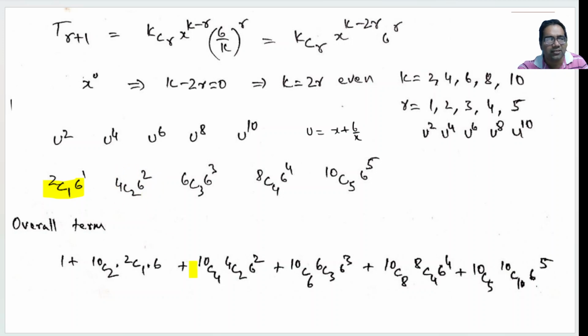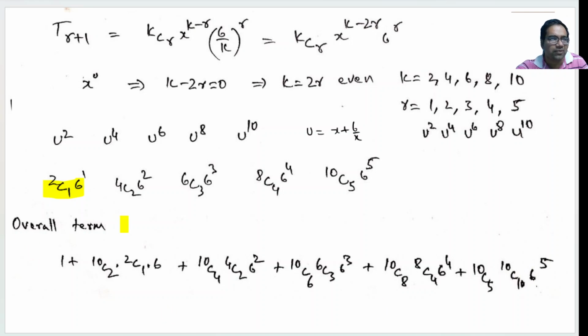So the total term is 10C4 into 4C2 into 6 square. Similarly, the total term with respect to u power 6: u power 6 is preceded by 10C6. Within u power 6, there is this term which is independent of x. So the total term is 10C6 into 6C3 into 6 cube. Similarly, the other two terms also.